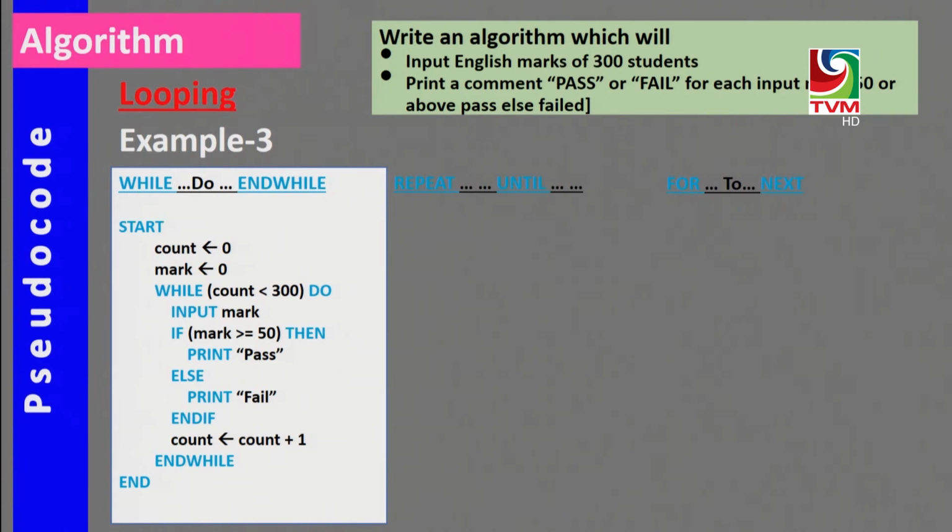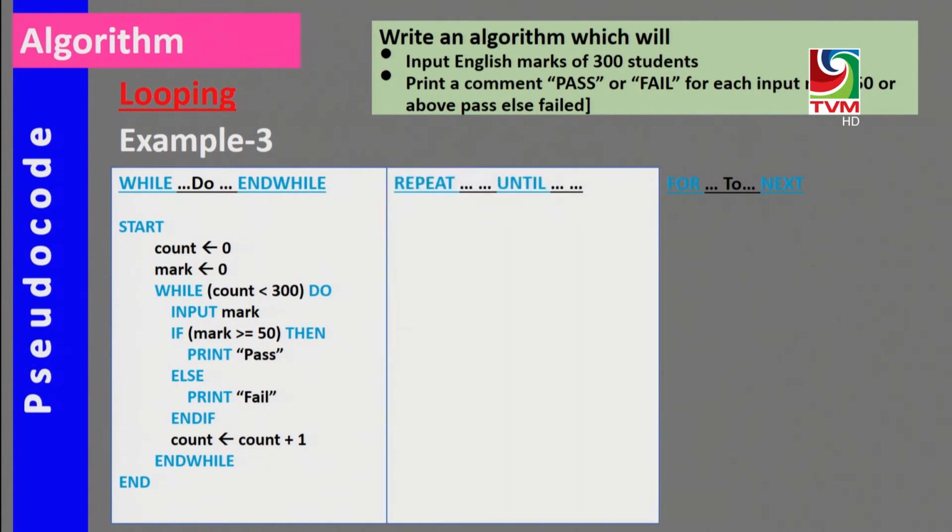Now, let us move on to how it works in repeat until. As I said, there is no change in this particular code, it is the same as given there. Let us see, repeat until, start, input mark, the same statement. If marks greater than or equal to 50, then print pass, else print fail, end if. This statement is the same in while, do and while and repeat until, only the loop condition is different.